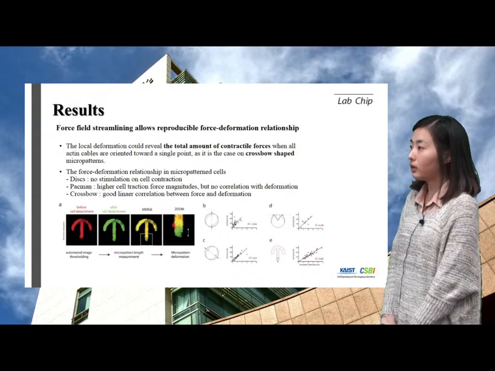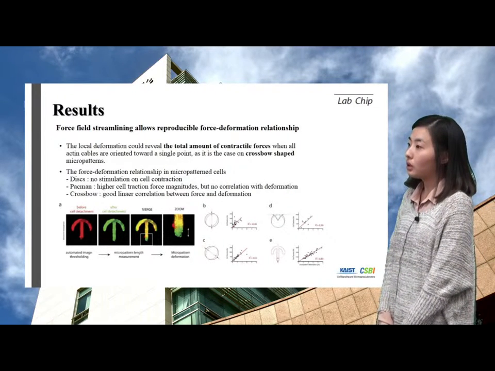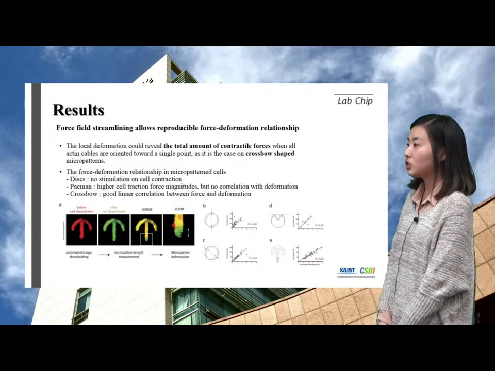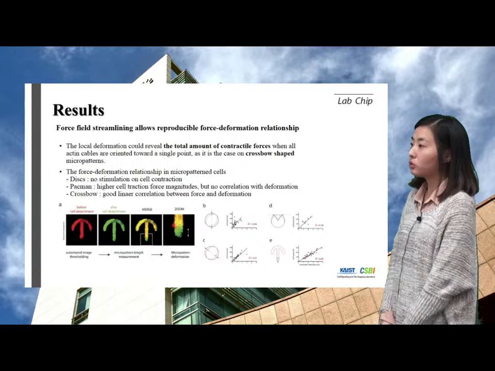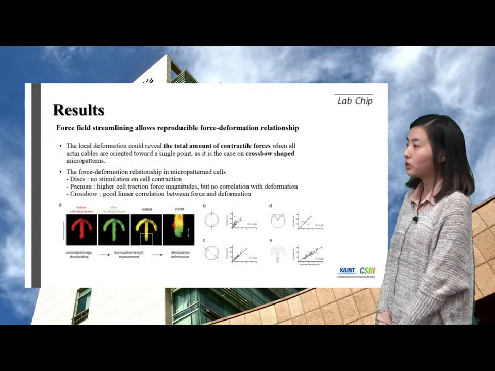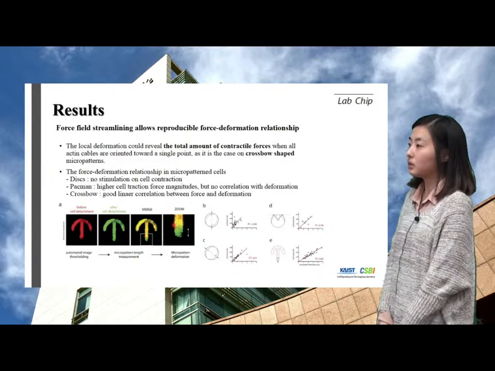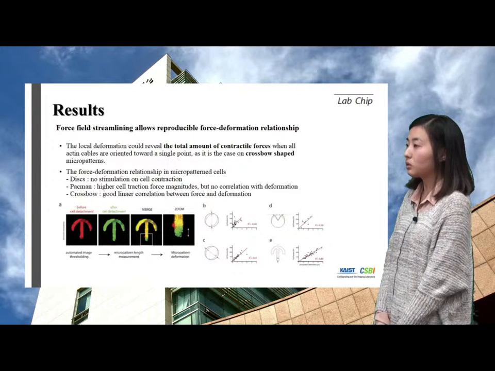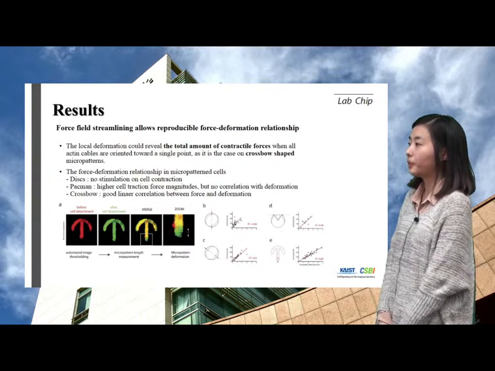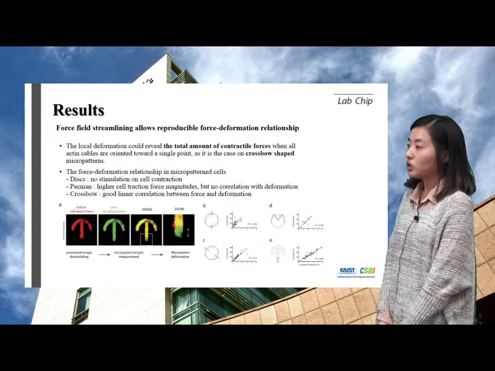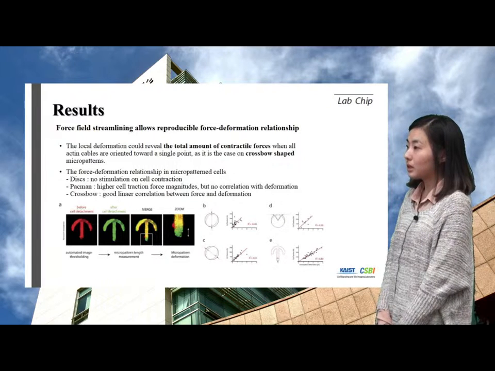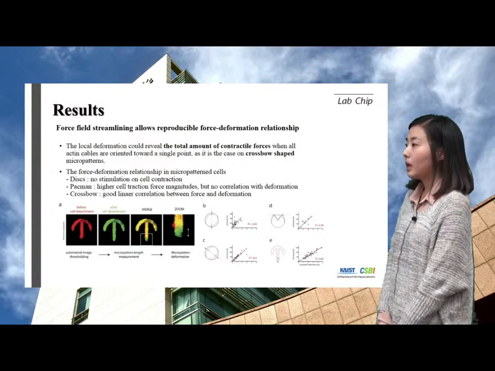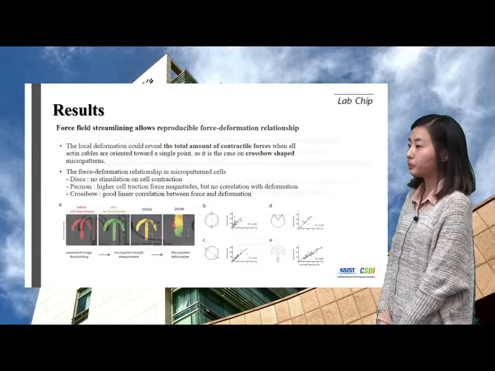Next, they checked the force field streamlining to allow a reproducible force-deformation relationship. The local deformation could reveal the total amount of contractile forces when all actin cables are oriented toward a single point, as is the case on crossbow-shaped micropatterns. The force-deformation relationship in micropatterned cells was analyzed on 4 types of geometry. Especially in the case of crossbow, there was a good linear correlation between force and deformation.